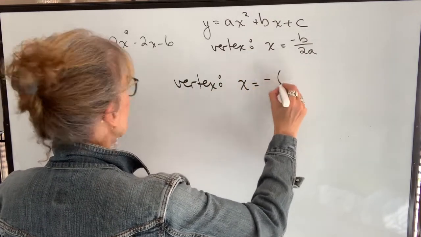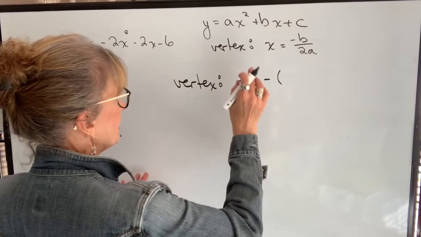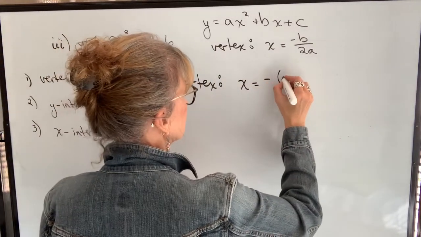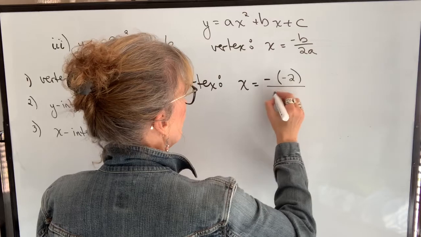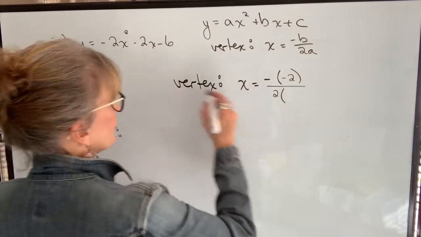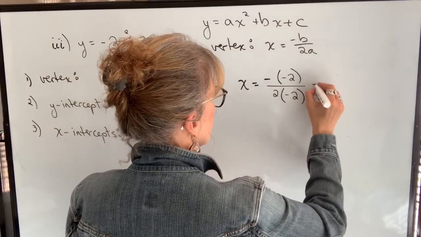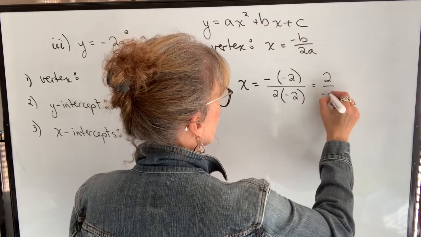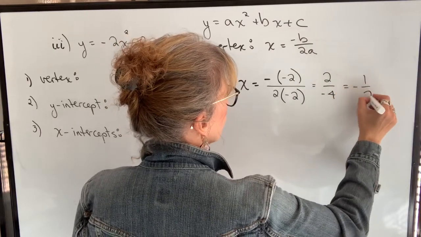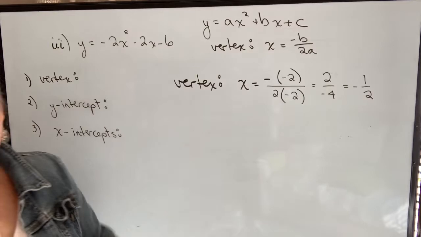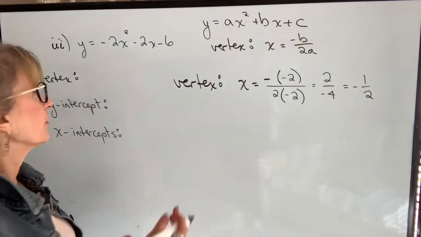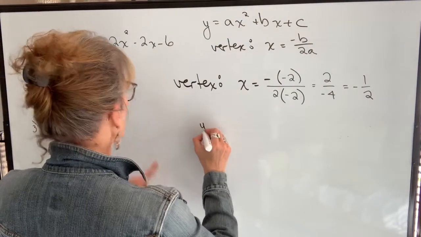So it will be negative negative 2 over 2 times a, which is negative 2. So that's going to be 2 over negative 4, which is negative 1/2. Now that I have the x coordinate, I can find the y coordinate. I plug the x value into the function.